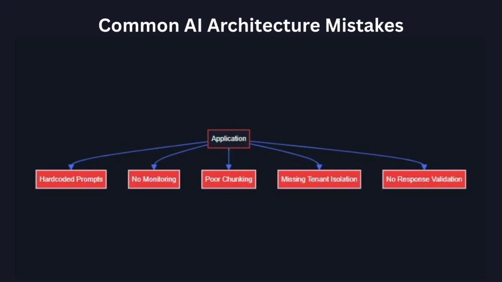Common AI architecture mistakes. There are several common mistakes in AI system design. Hard-coded prompts make updates difficult. Lack of monitoring prevents visibility into system performance. Poor chunking reduces retrieval quality. Missing tenant isolation creates security risks. Lack of response validation allows incorrect outputs to reach users. Avoiding these mistakes improves system reliability.